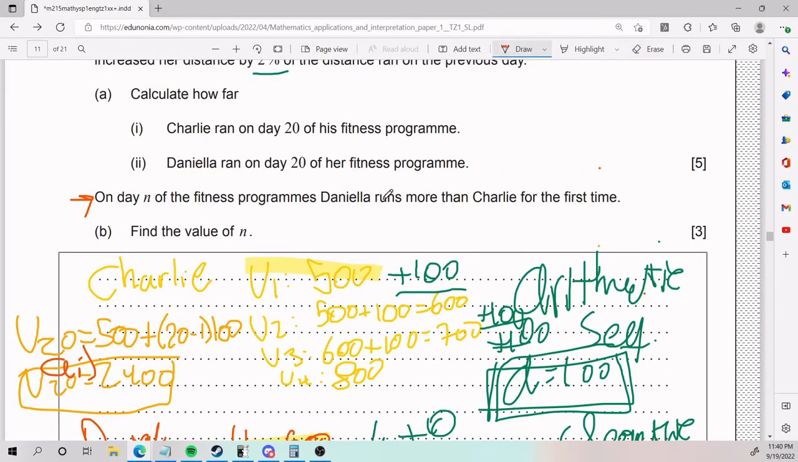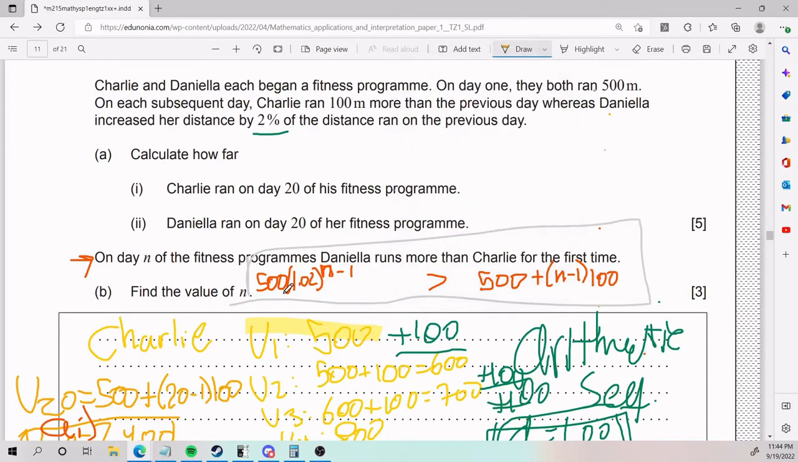So for Daniela running, ¿cierto? It is 500 times 1.02 to the n minus 1, ¿cierto? And this has to be more than, because it's what they give us here, ¿cierto? Runs more than Charlie, ¿cierto? And what was Charlie? Charlie was 500 plus n minus 1 times 100. See? And so now I actually just need to figure out n, and I'm good to go.